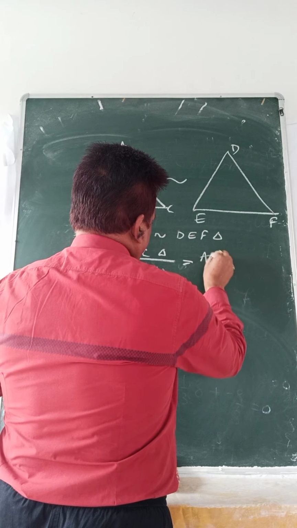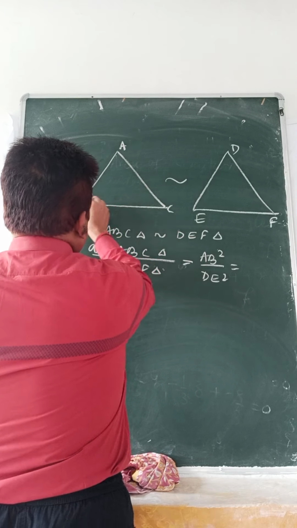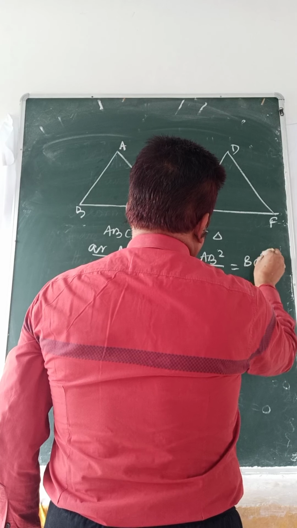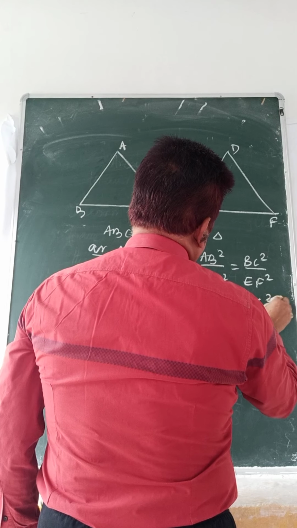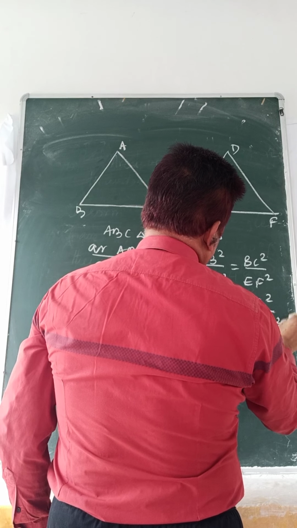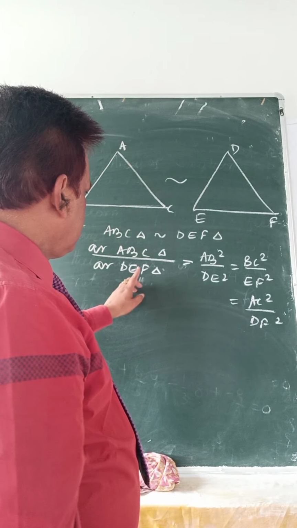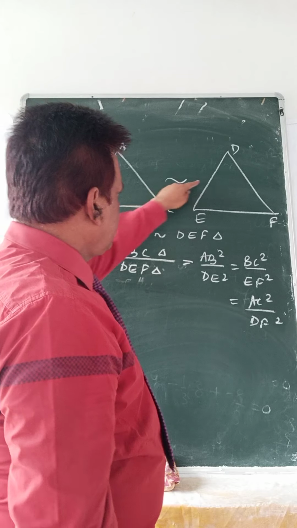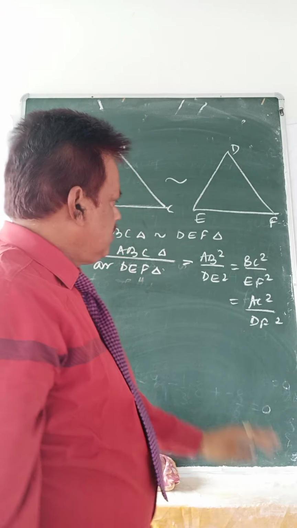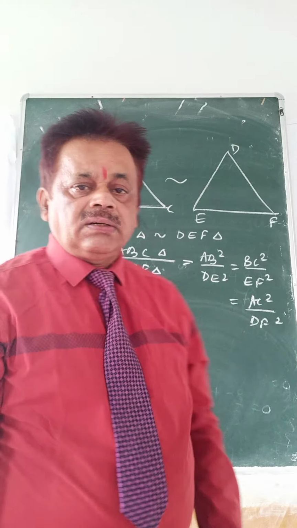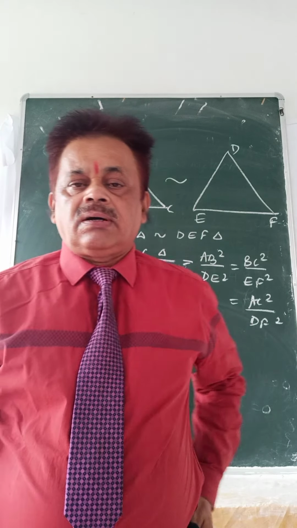AB square by DE square, BC square by EF square, AC square by DF square. Okay, so you have to remember AB square by DE square, BC square by EF square, AC square by DF square. But this year the proof is not in the syllabus, so only the statement we have to remember and we will solve the questions.